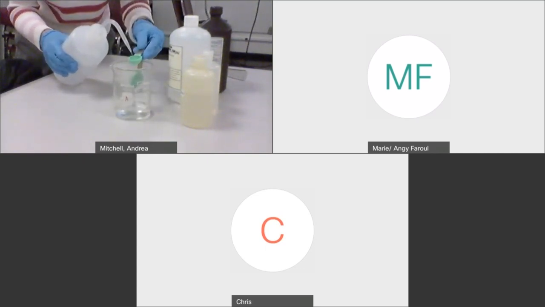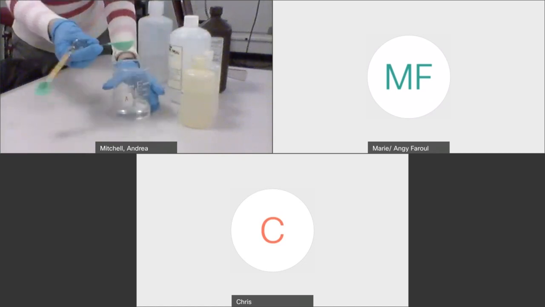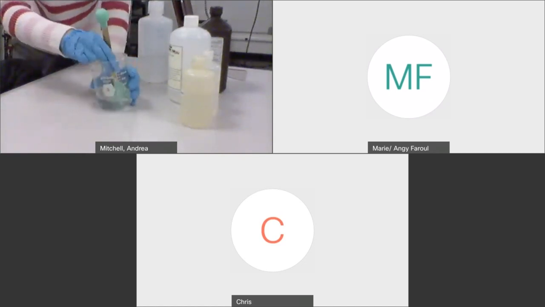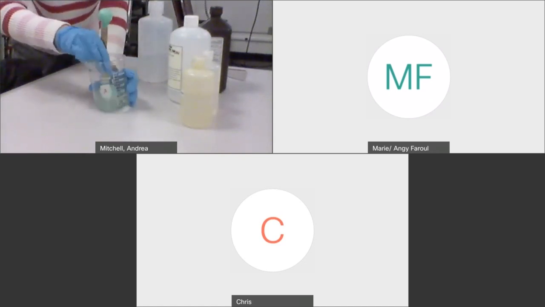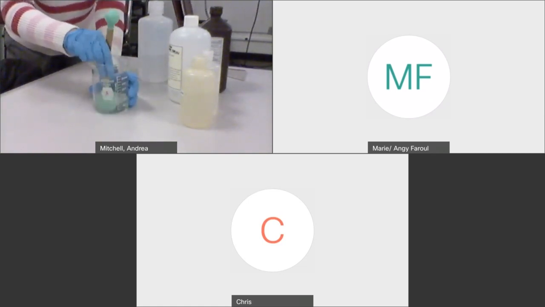And then afterwards, you just thoroughly mix the mixture. And yeah, it should be good. So now you have your hand sanitizer. Yay!